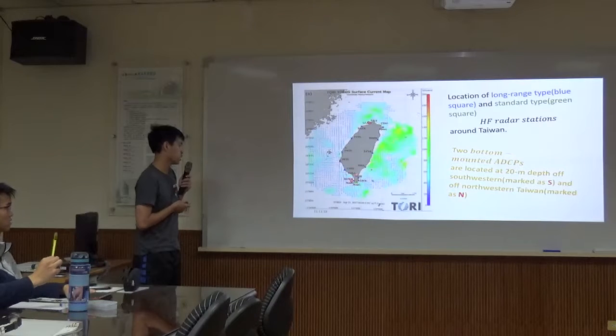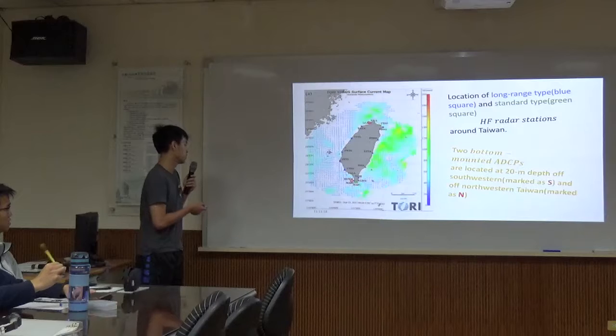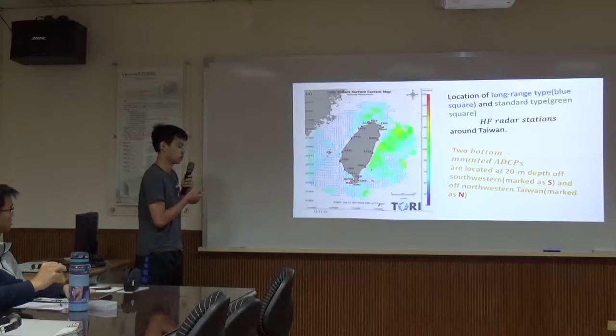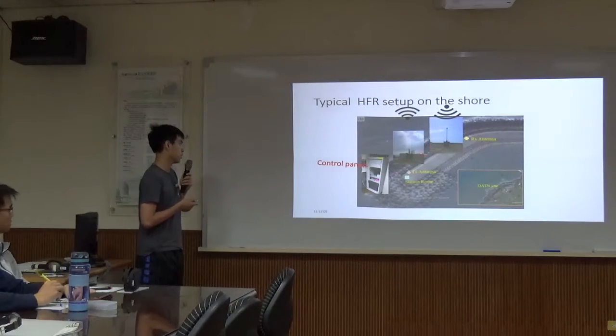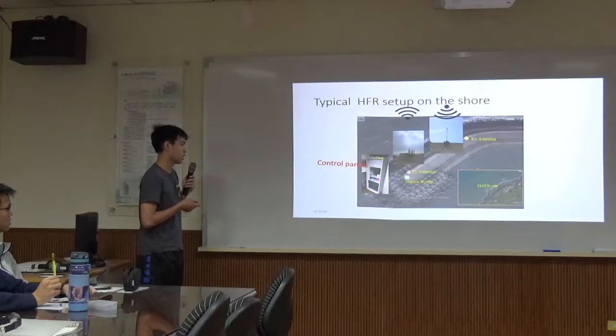This one and this one are ADCPs, which are located at 20 meter depth in the southwest, marked as S. This one is S, and the other one is N. And this will be a typical HFR on the shore. It has one control panel, a TX antenna and an RX antenna, for transmission and receiving.